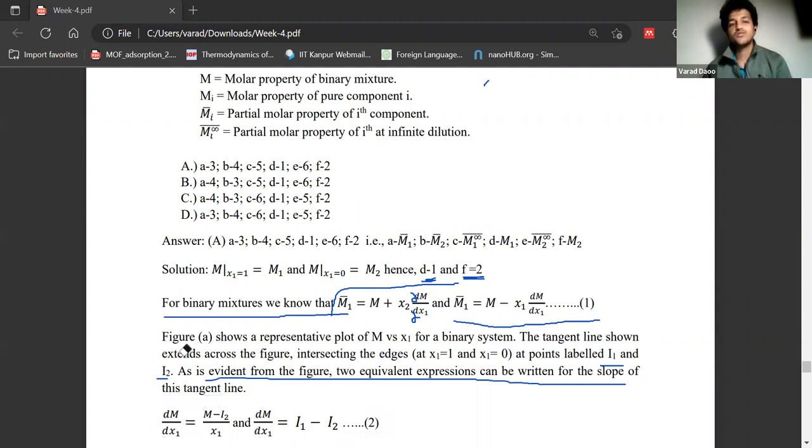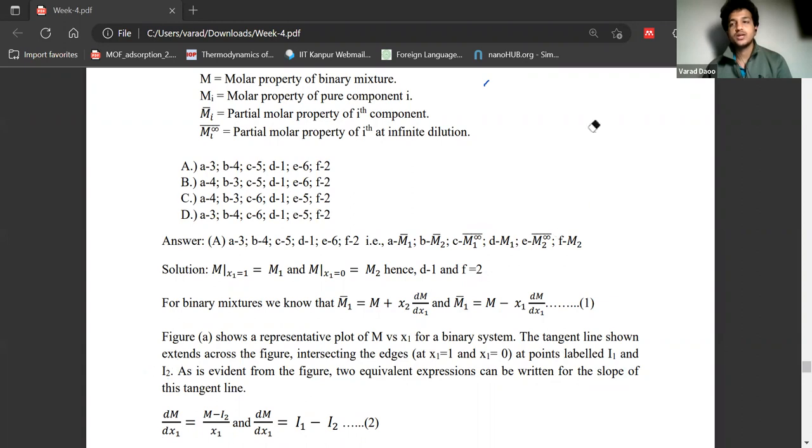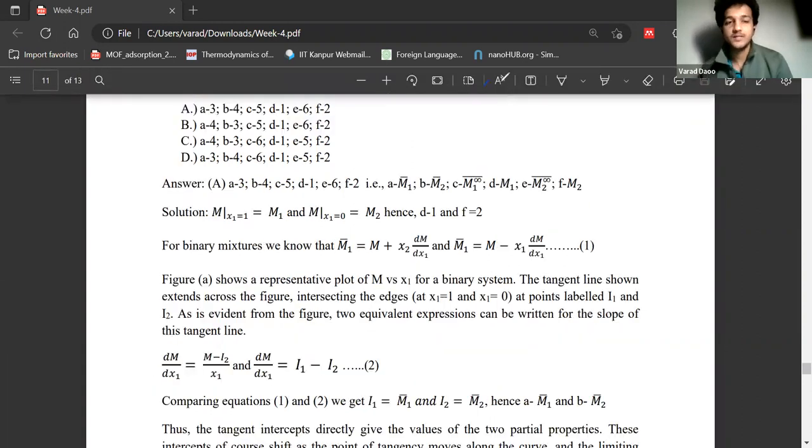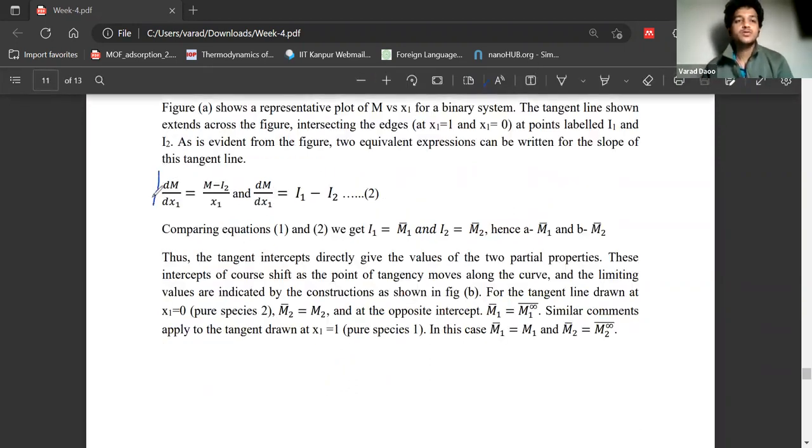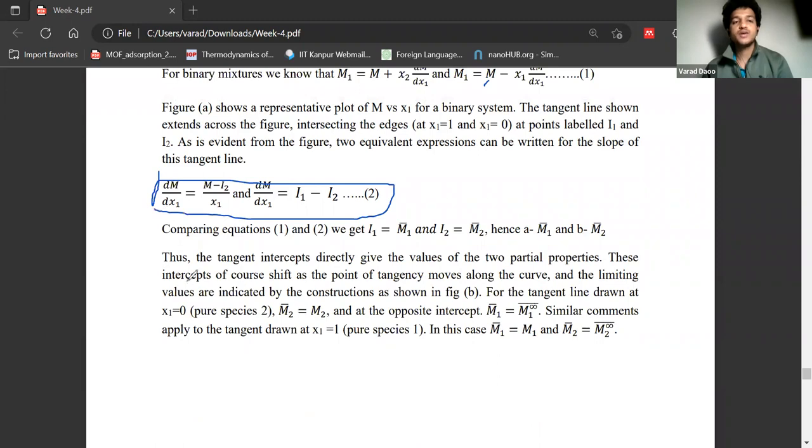This is what is taught in the first class of solution thermodynamics, right? Whenever we teach partial molar properties, this is the first thing which we tell. Second method, so when you compare these two methods and solve for I1 and I2, what you get is I1 is nothing but M1 bar and I2 is nothing but M2 bar. Hence A is M1 bar and B is M2 bar.